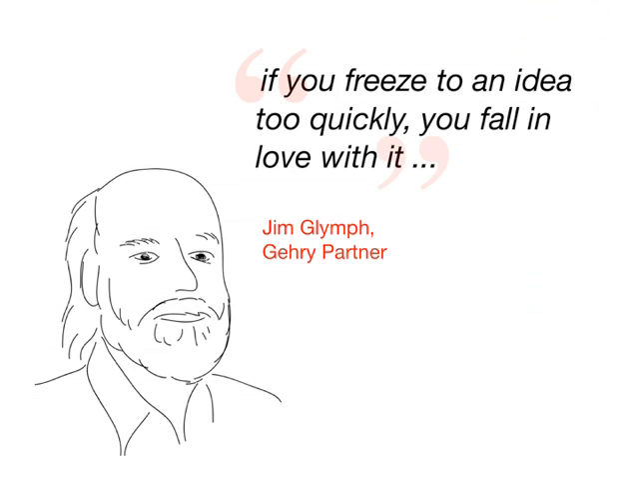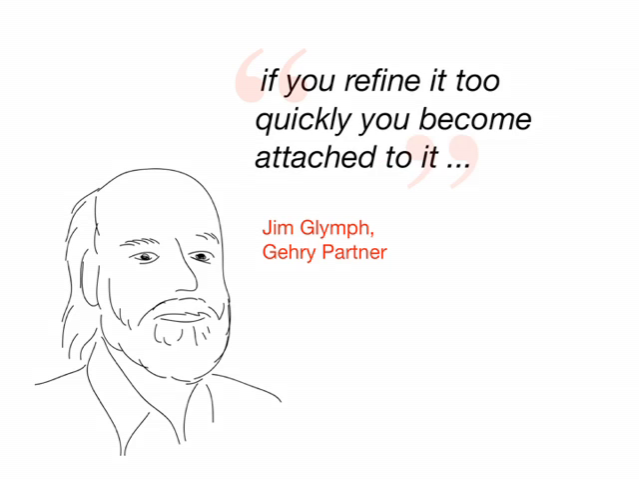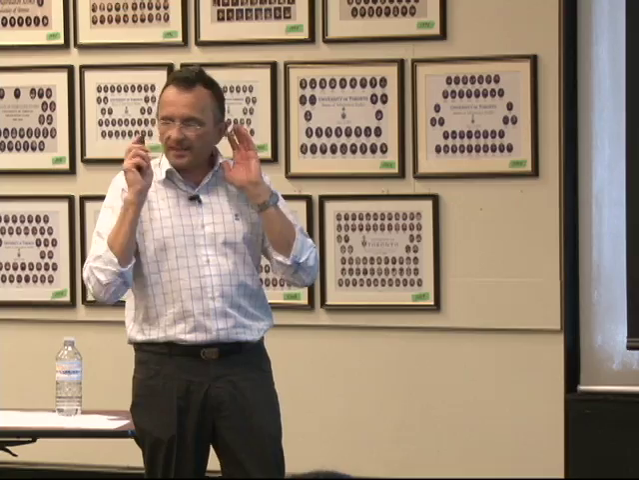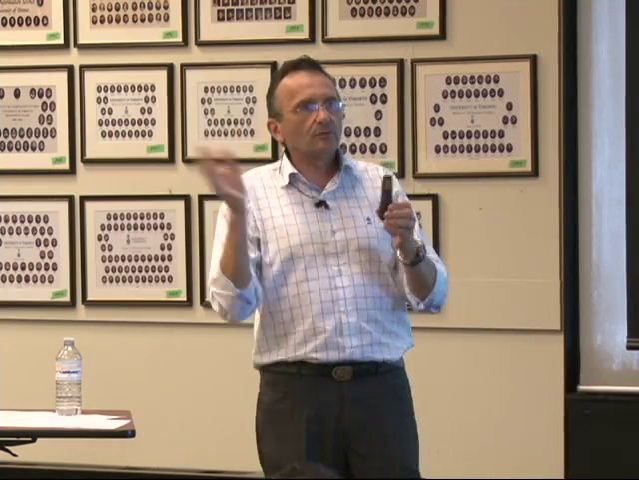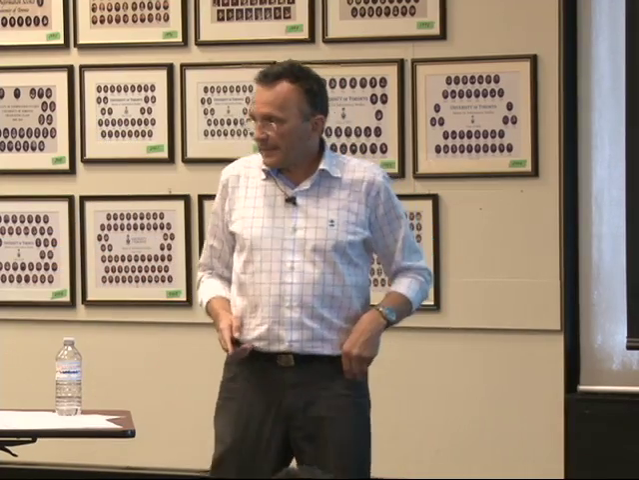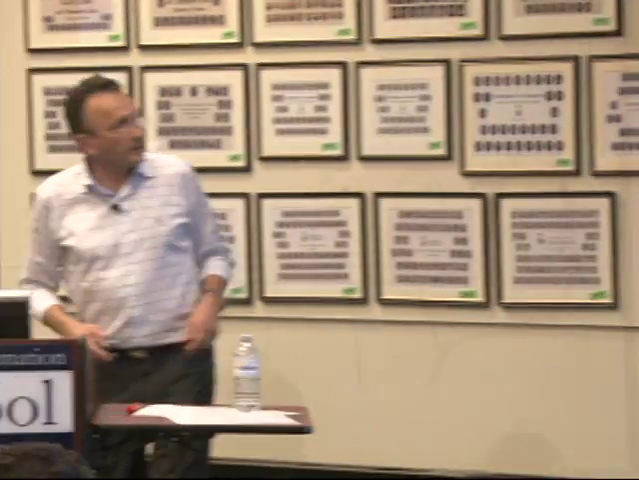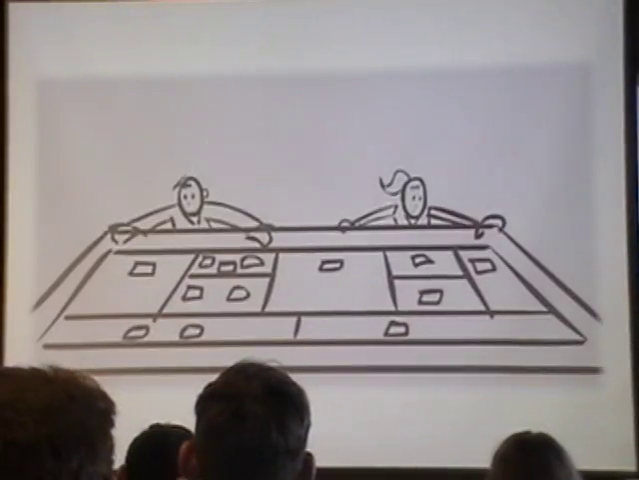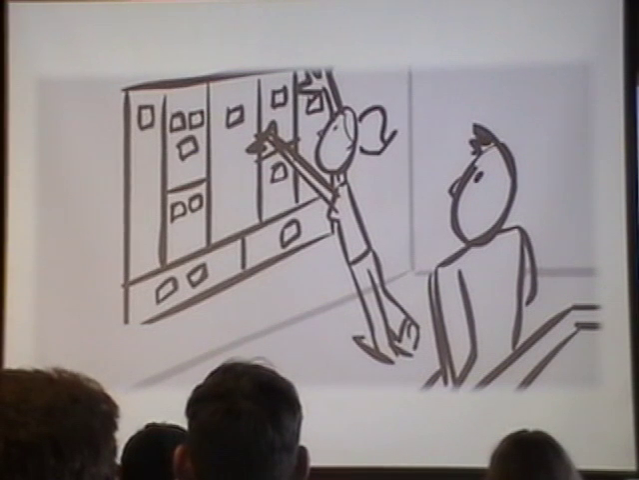If you freeze an idea too quickly, you fall in love with it, and you refine too quickly, it means that you become attached to it. And the second iteration is done. It will be something like this one, transparent, but you never come again with this one. That's the idea. And I will try to illustrate this with this example. So don't fall in love with your first idea.